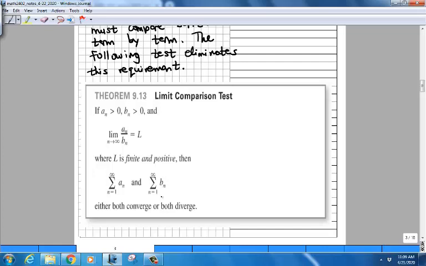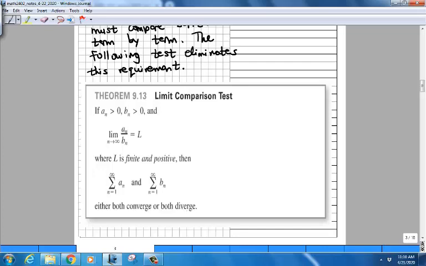So you have to sort of invent a series that you already know something about when you're given the new series. What you do is you form the quotient of terms of the two series, and then you take the limit of that quotient as n goes to infinity. If that limit turns out to be between 0 and infinity, it cannot be 0 and it cannot be infinity, then you know that either both of the series converge or both of the series diverge.